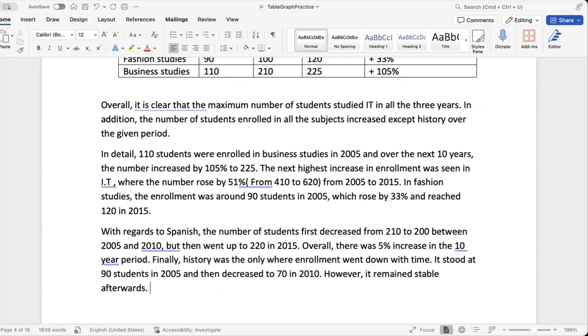Okay. And on the whole, there was a decrease of, or the enrollment decreased by 22%.